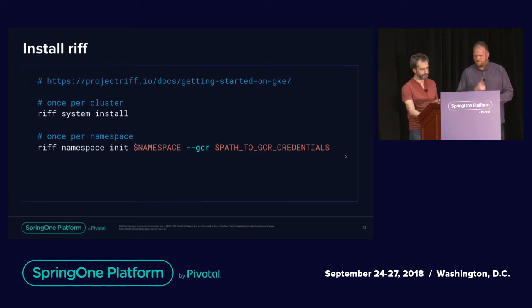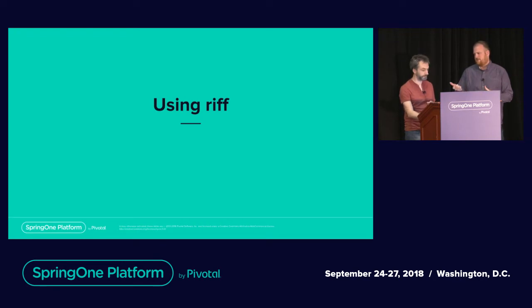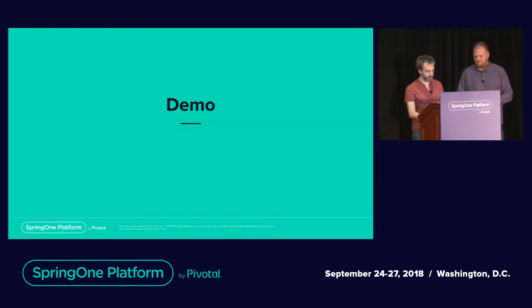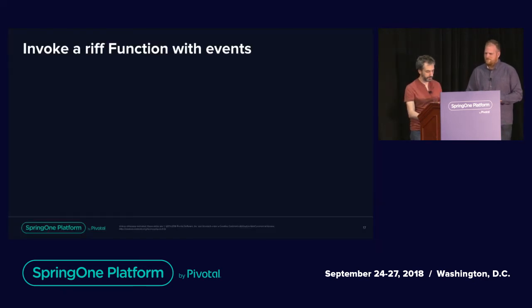So we installed riff. Obviously, the cluster setup I do just once. If you have several namespaces, maybe several teams that use namespaces, or one namespace per user, you would do the namespace init several times. Each time you init a namespace, you can give it different credentials, so users don't necessarily clobber each other's images. Okay. So we had that function, and I think we used that already. Let's see now how we can wire it with events.